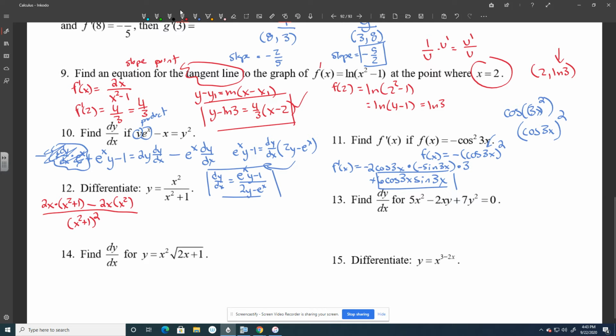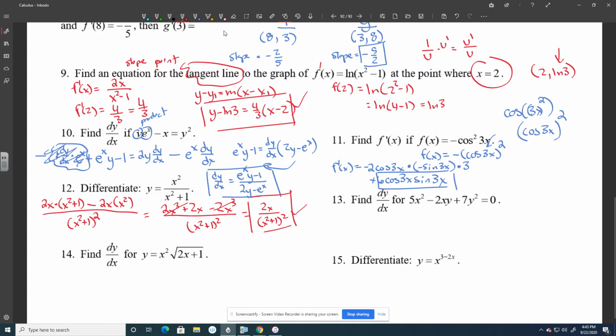So when I distribute these two x's, I'm going to end up with 2x cubed plus 2x. And then when I distribute this negative 2x, I'm going to get minus 2x cubed all over x squared plus 1 squared. So those are going to cancel out, and I'm just left with 2x over x squared plus 1 squared. And that's as simplified as it's going to get for me.